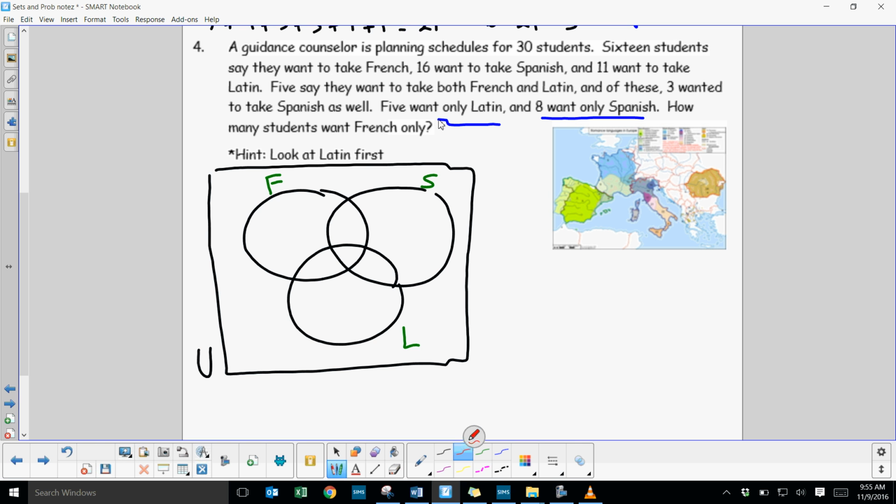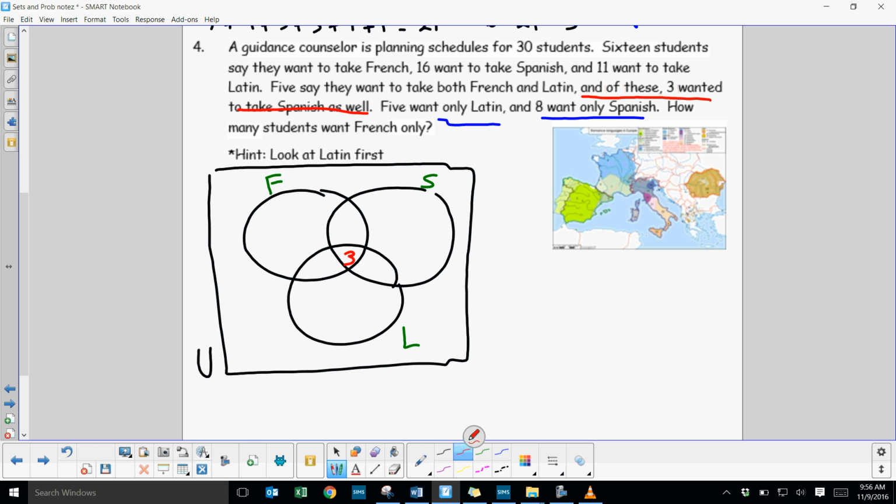Are we told what all 3 want? That's something to look for. 16 take French, 16 want to take Spanish, and so on. So we might not have been told, let's see, this is actually where it's done. 5 say they want to study French and Latin, and of these, 3 wanted to take Spanish as well. So these 3 students want to take French and Latin, and they also want to take Spanish. So they've told us, in a quite complicated way, that there's 3 in the middle.